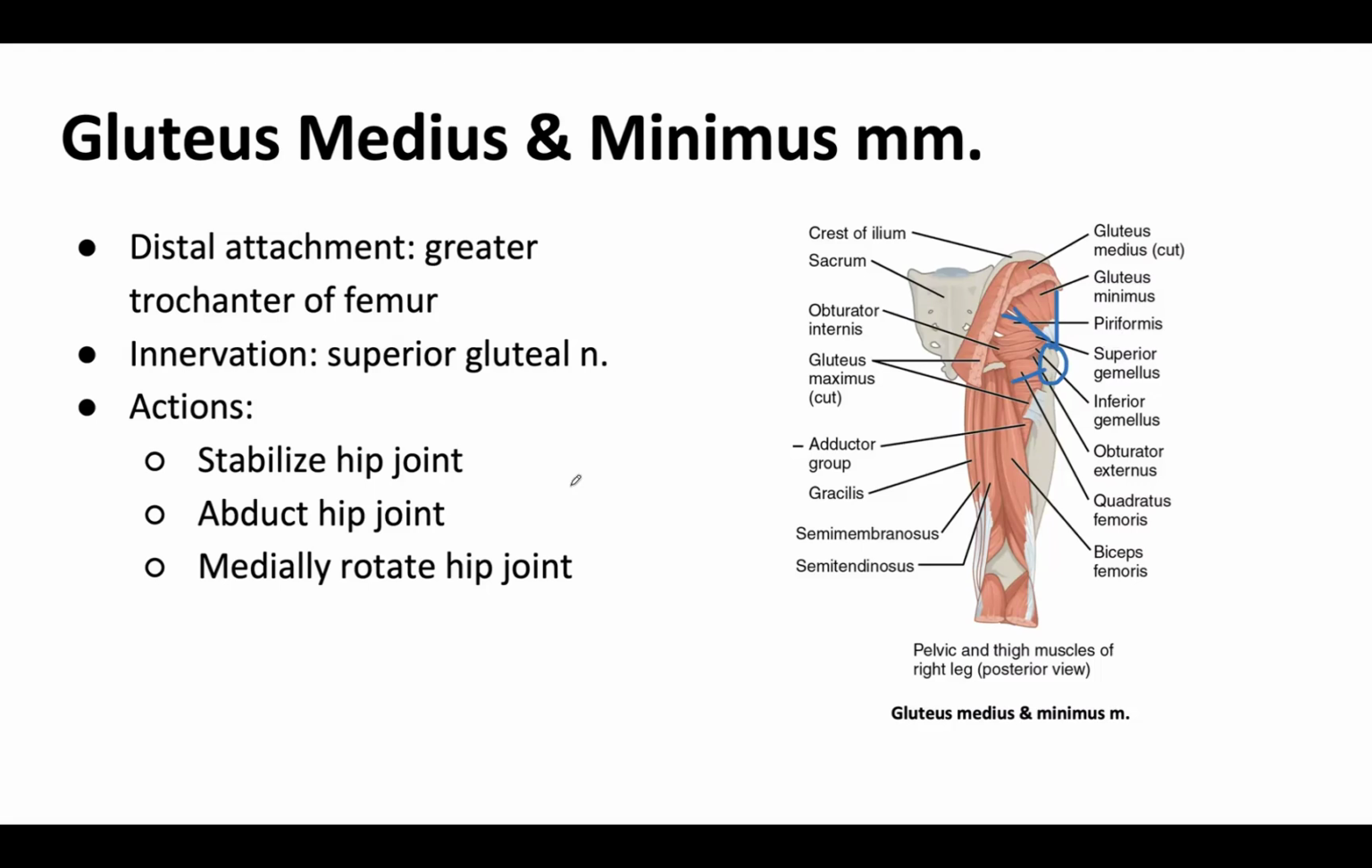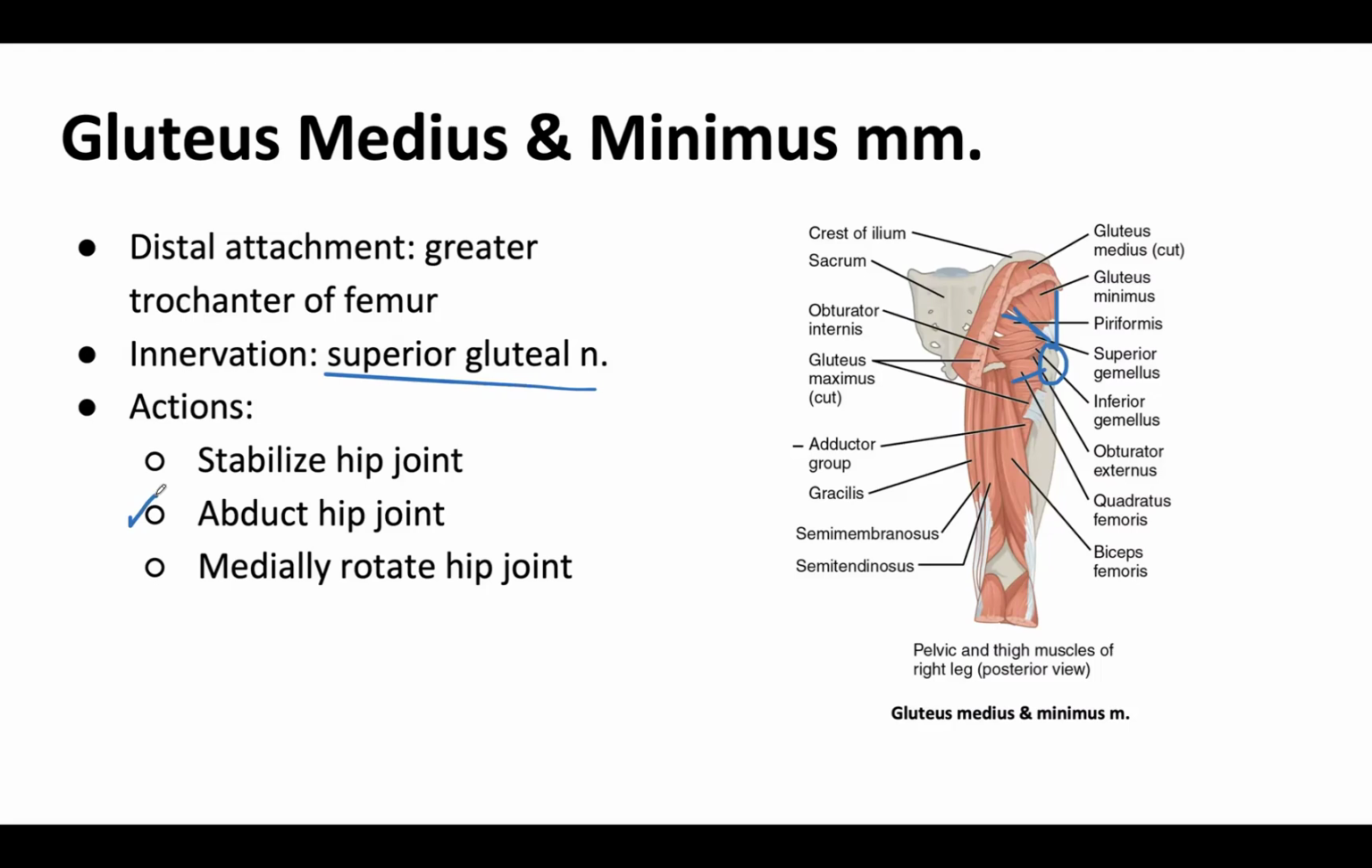The gluteus medius and minimus, plus a neighboring muscle called the tensor fascia lata, which I'm not really going to assess you on, are all innervated by the superior gluteal nerve. And the main action of these gluteal muscles is to abduct the hip. And that is particularly important when the foot is off the ground.